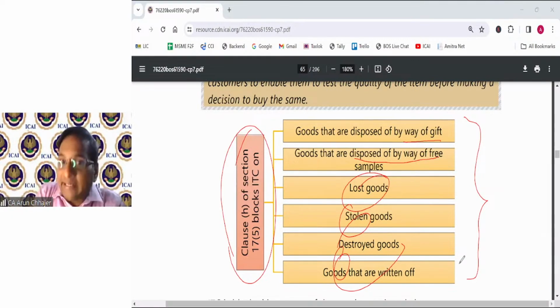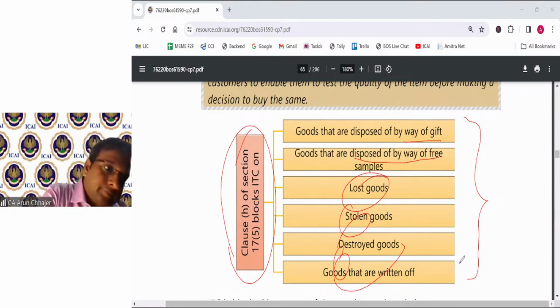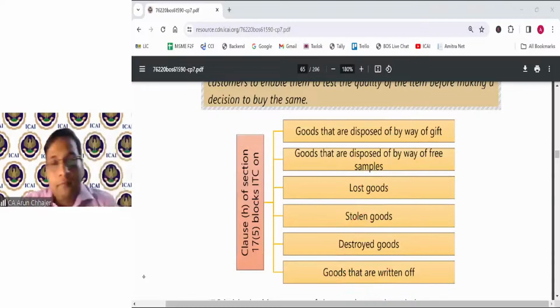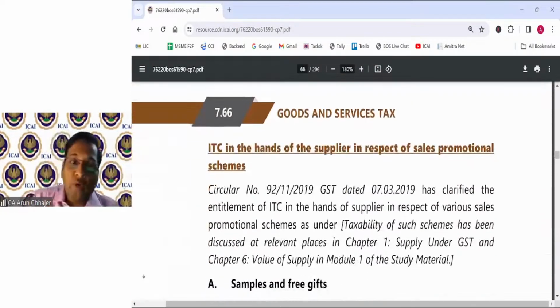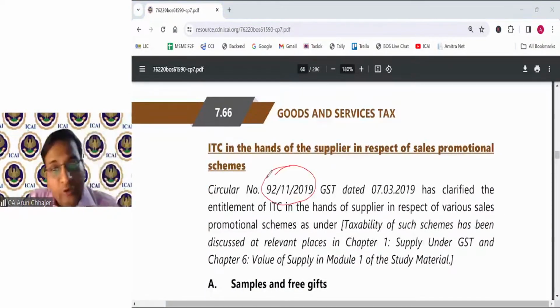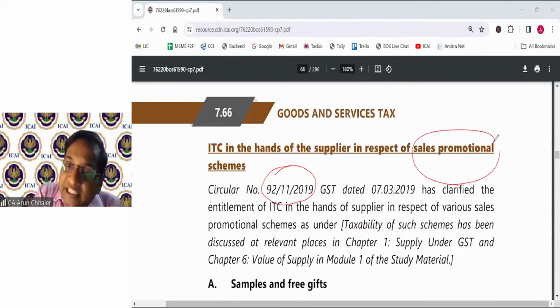If you have taken the ITC and finally you are disposing of the goods, your goods have been lost, written off, or disposed of by way of free sample, gift, etc., then you need to reverse your input tax credit. Regarding that, we need to understand Circular 92, which is a very good circular to understand the sales promotion scheme.